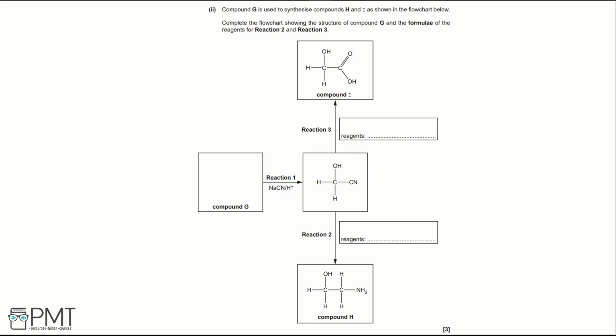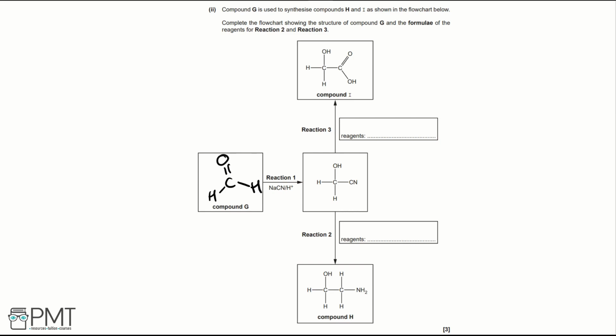If we start by trying to find compound G, reaction 1 is a nucleophilic addition reaction. A nucleophilic addition reaction is between a carbonyl group and will either form an alcohol or a hydroxynitrile. In this case, we formed a hydroxynitrile. So our carbonyl group, which is a C double bond O, will be an aldehyde, and it will have a hydrogen as its R group because, without the CN, there's only one carbon in the molecule.